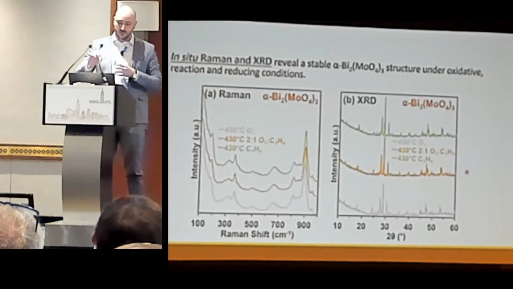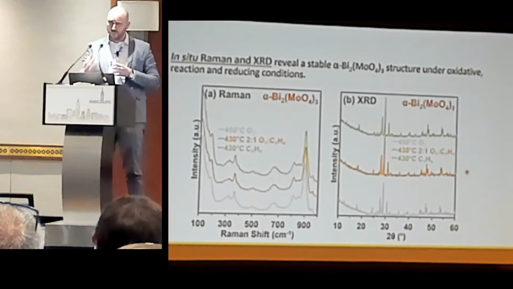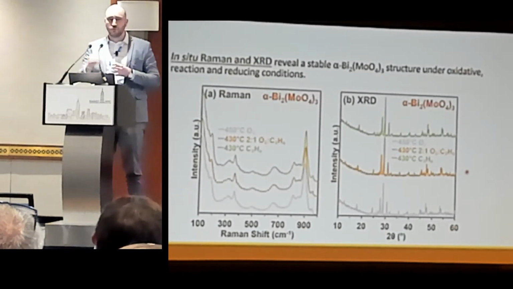What you can see is that the structure, both by XRD and Raman, agrees to just have alpha bismuth molybdate and it's stable. So the bulk itself doesn't really undergo any significant changes that we can see during the reaction or even under reducing conditions.